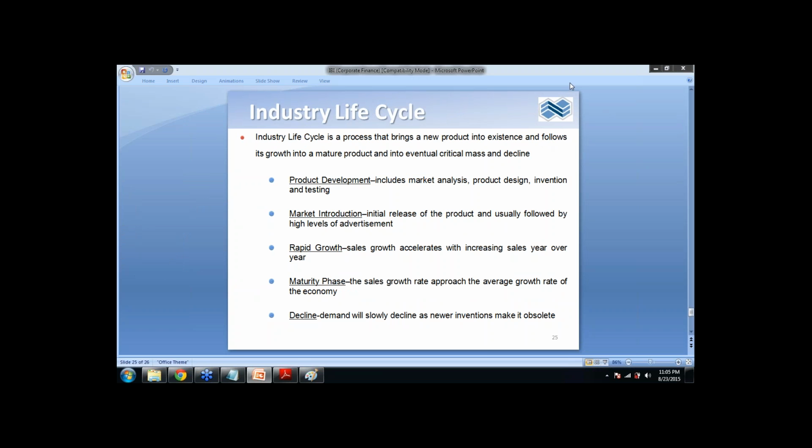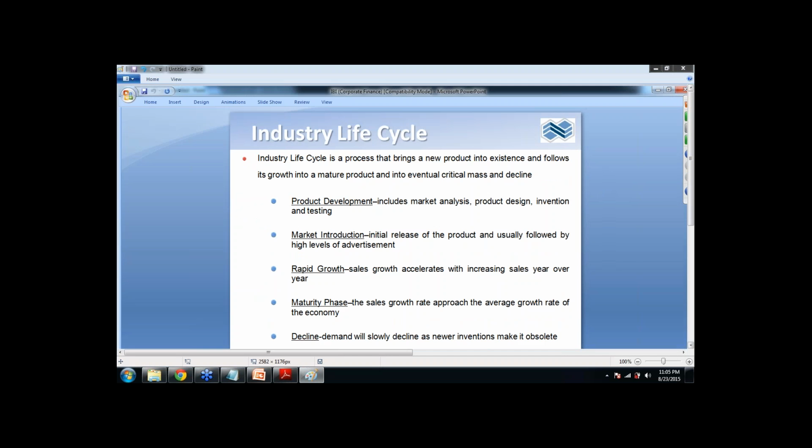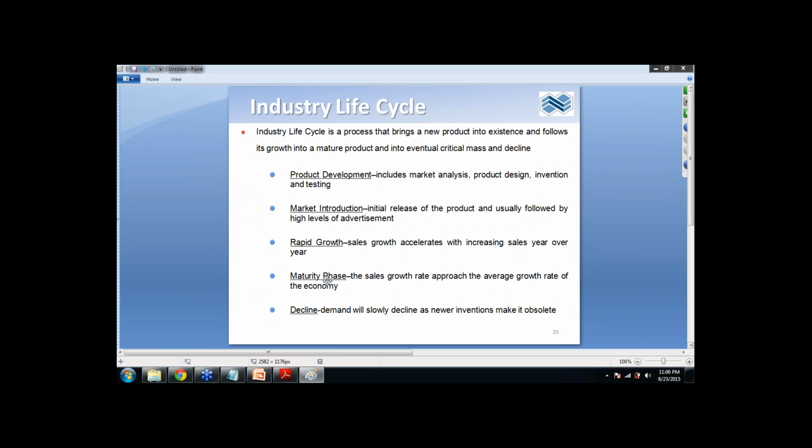Okay, participants, we have the next one, that is the industry life cycle, or you can even say the product life cycle. Both are almost the same thing. So here also, participants, you find the similar thing. The industry life cycle means you're trying to bring a new product into existence in the market.